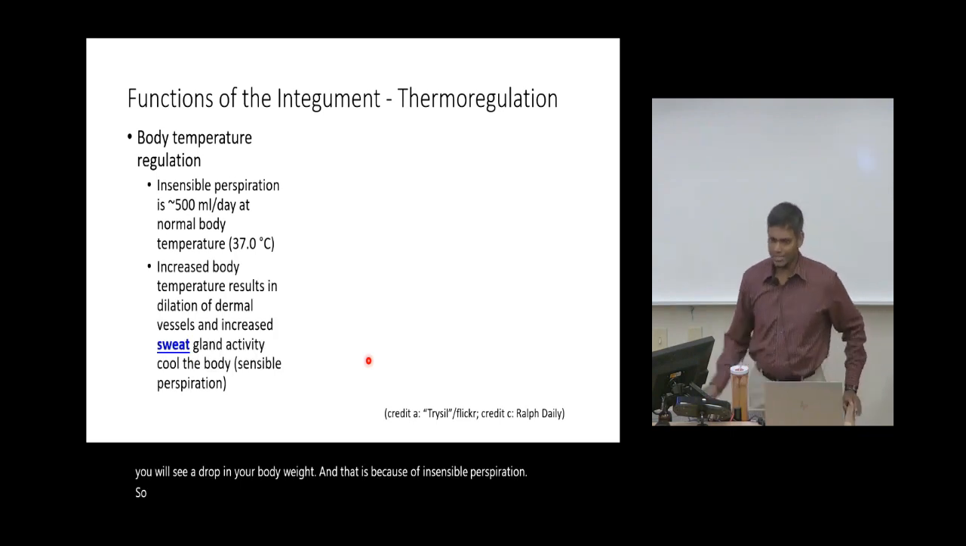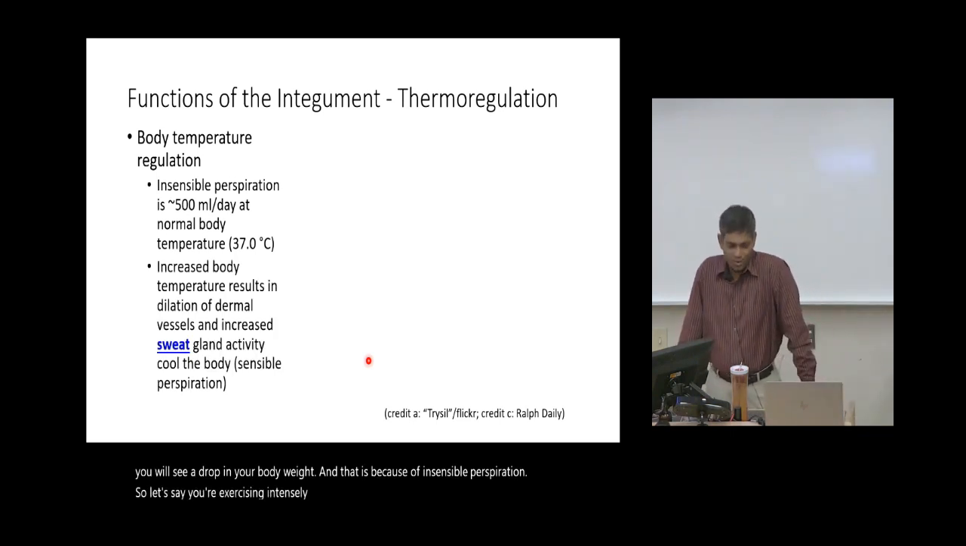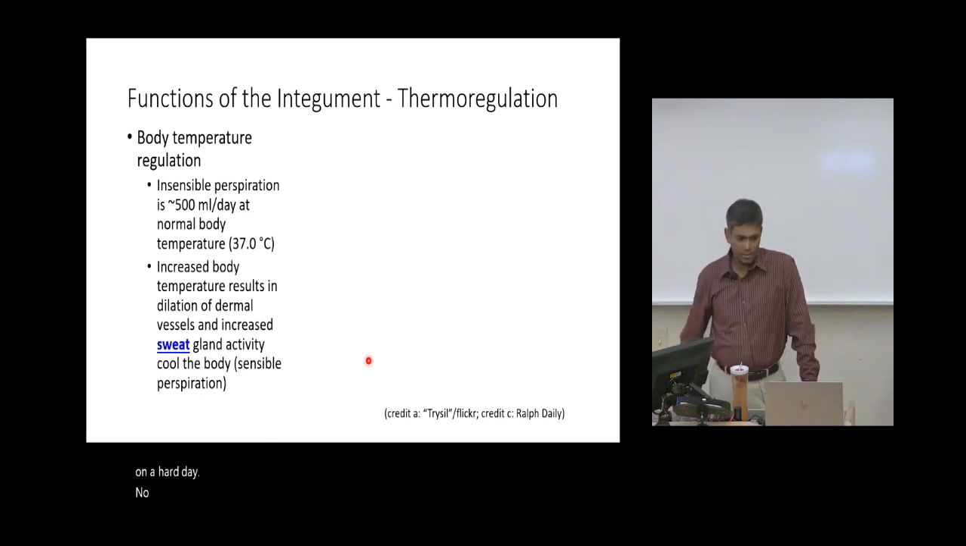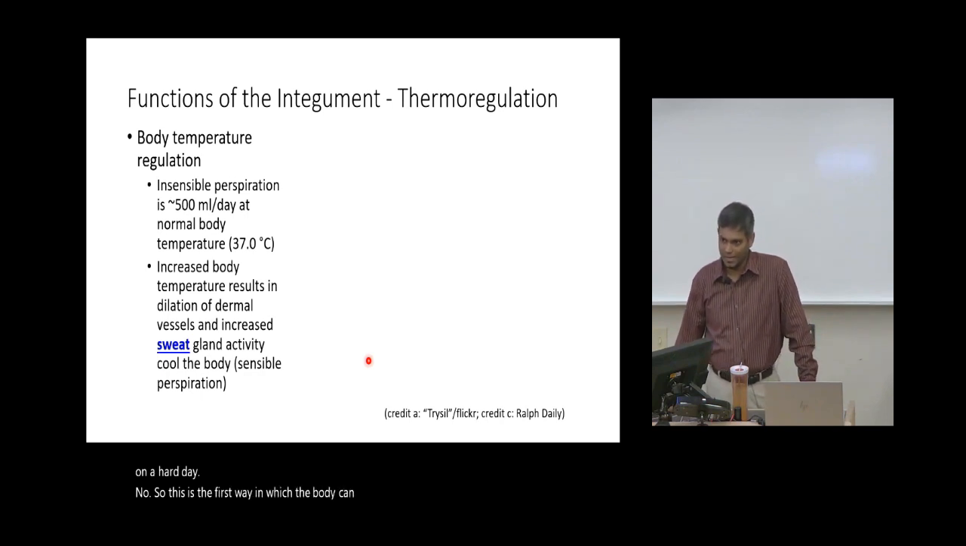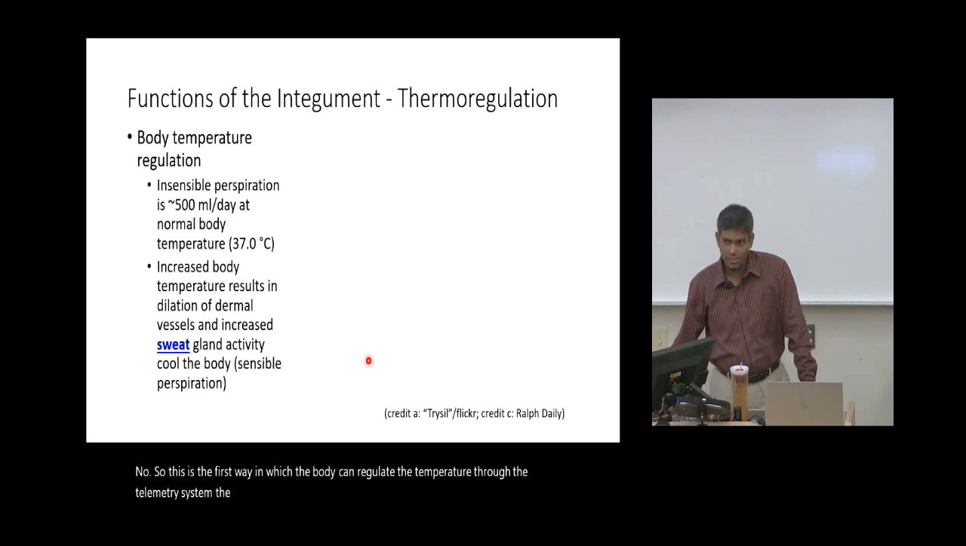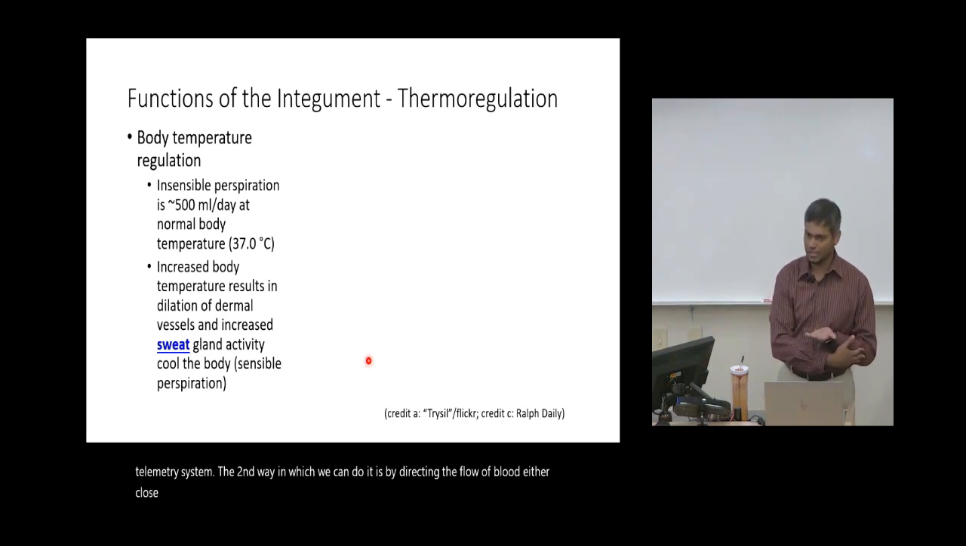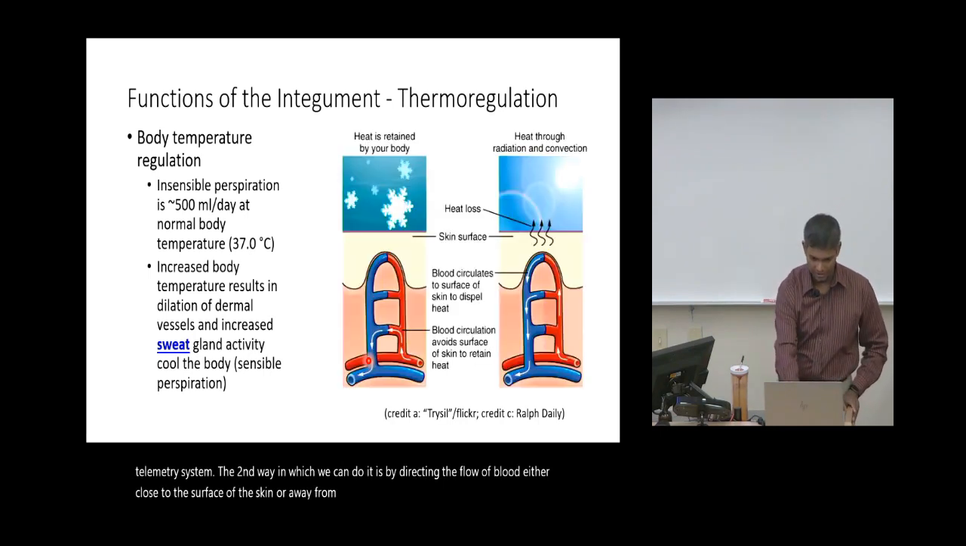So let's say you're exercising intensely, then you can sense the perspiration, or if you're out on a hot day. So this is the first way in which the body can regulate the temperature through the integumentary system. The second way in which it can do it is by directing the flow of blood either close to the surface of the skin or away from the surface of the skin.